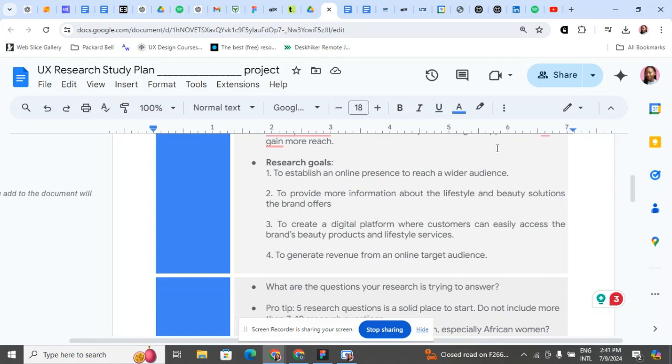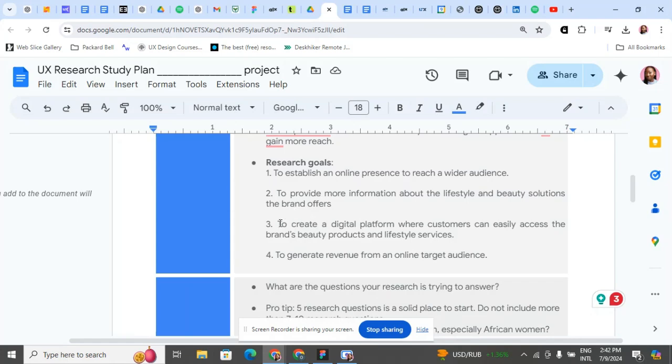Then we go to the research goals. Now this is an interesting one because I realized that research goals are usually confused with research questions. When we're talking about research goals, we're trying to ensure that we are covering every scope that the research is trying to cover, even if they sound similar. So, for example, to establish an online presence to reach a wider audience sounds very similar to generate revenue from an online target audience, but actually it's not the same. Establishing presence is not the same as generating revenue, so you have to differentiate everything.